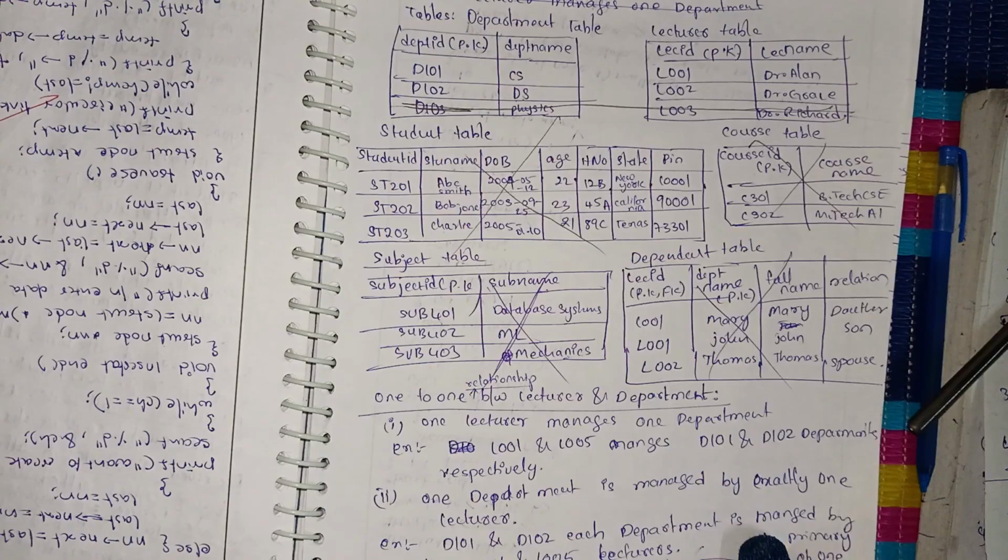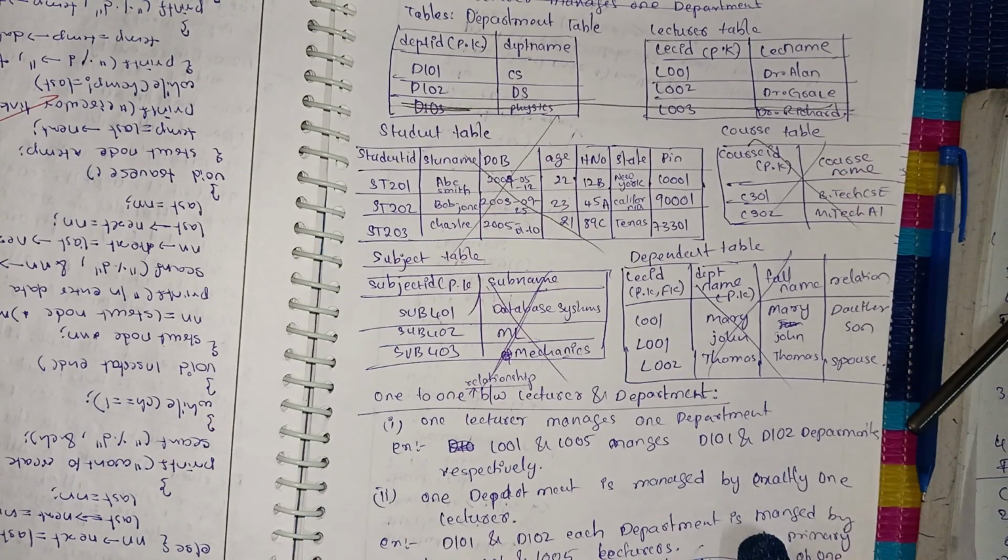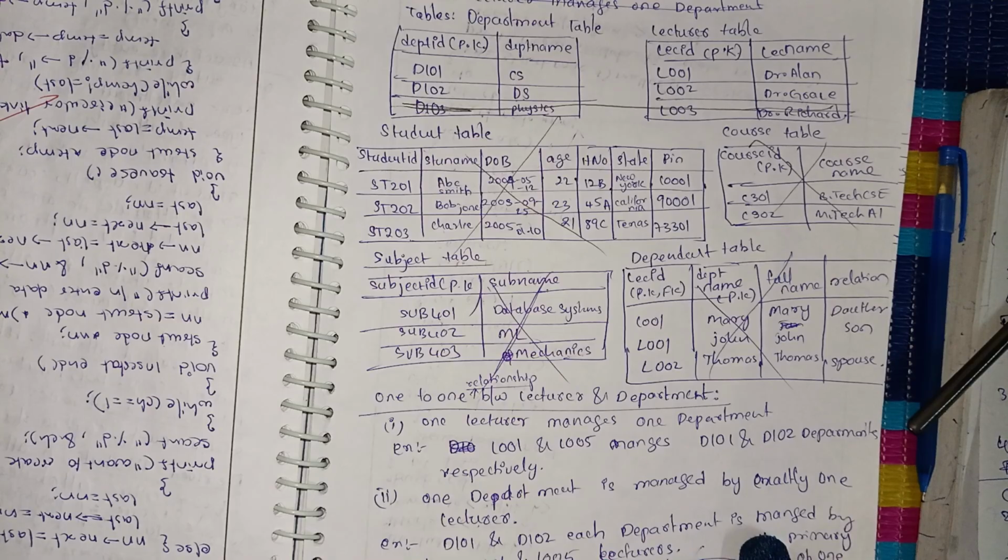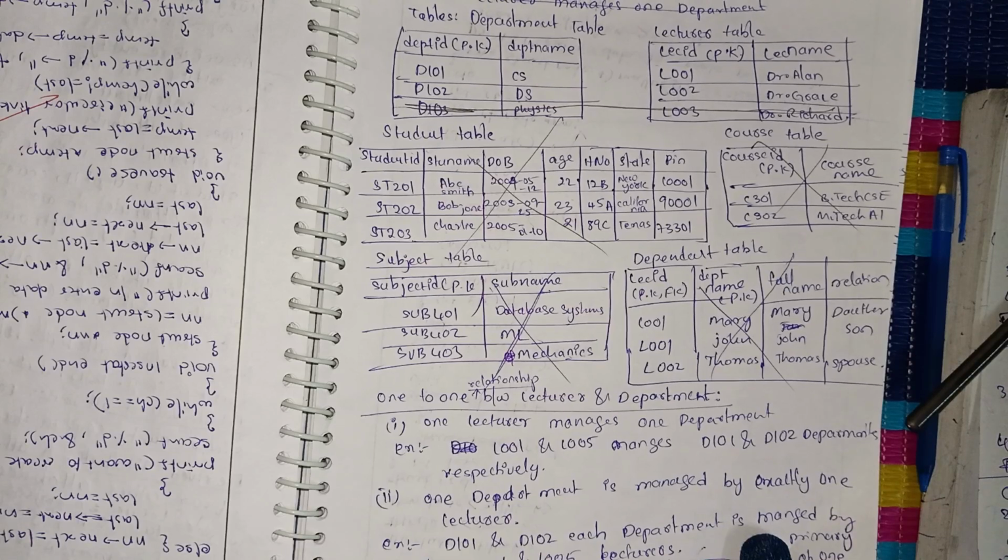Each row of the first table relates to exactly one row in the second table, and each row of the second table relates to exactly one row in the first table. This is the definition of the one-to-one relationship.